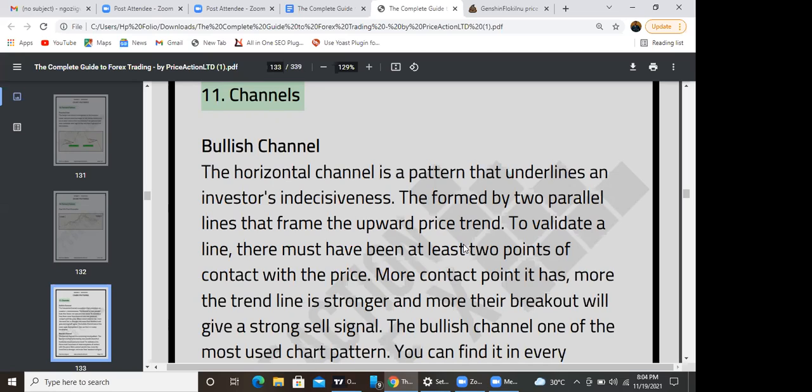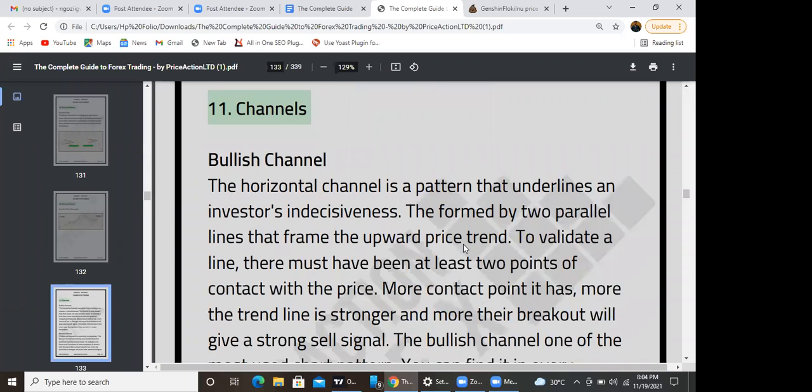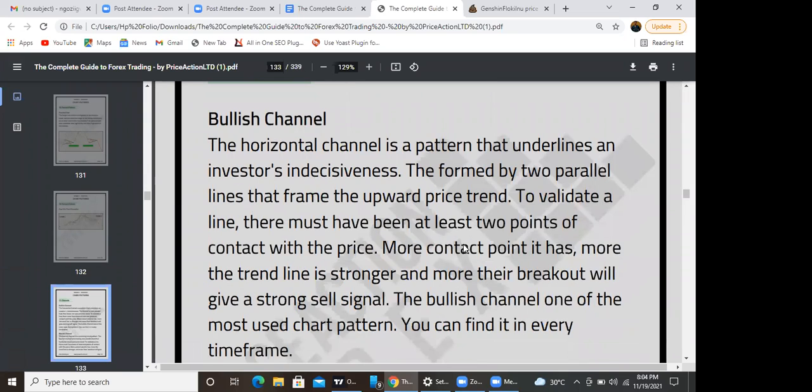They are formed by two parallel lines that frame the upward price trend. There must have been at least two contact points. The more contact points it has, the stronger the trend line is, and the stronger the breakout signal will be. The bullish channel is one of the most used chart patterns you can find in every time frame.